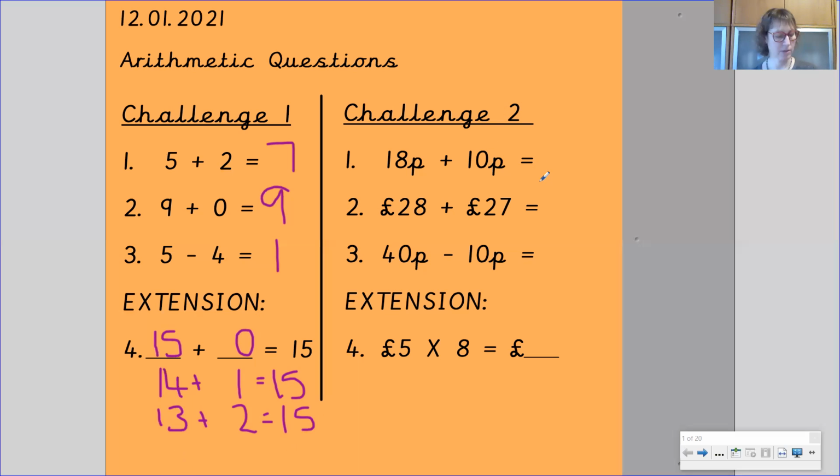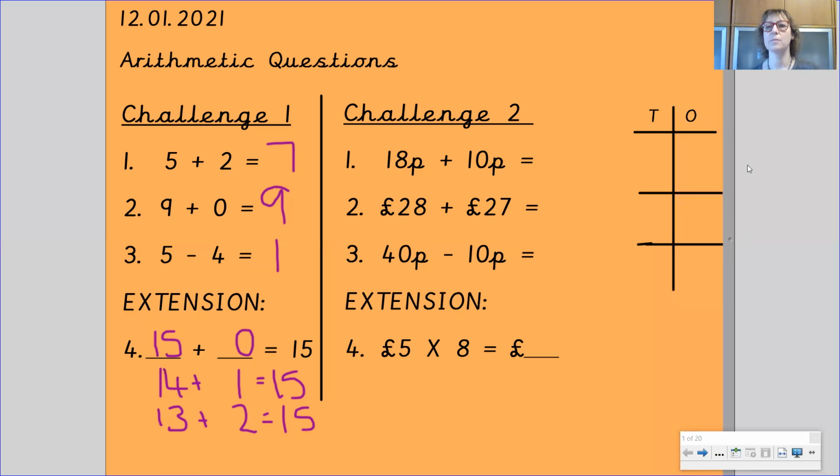Let's have a look at the ones on the other side. Let's just shift. I've got my 10s and my 1s if I need them. Right. 18p add 10p. Now again, like I said, I'm going to ignore the pence sign and I'm just going to use the numbers. So 18 add 10.